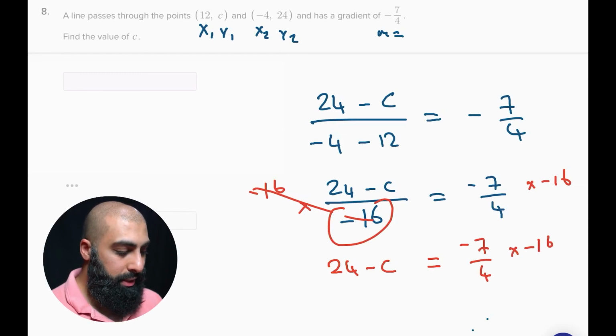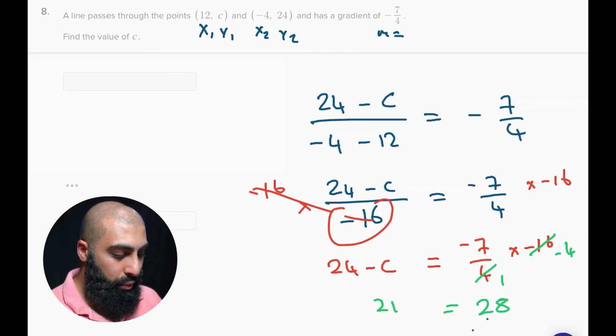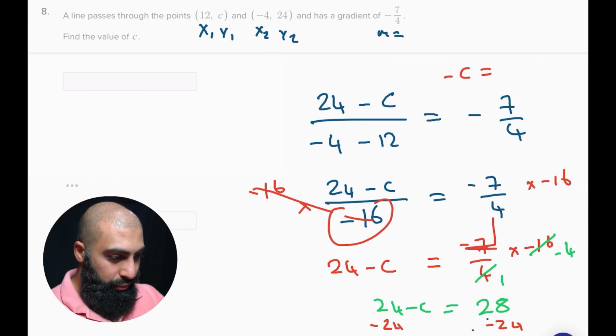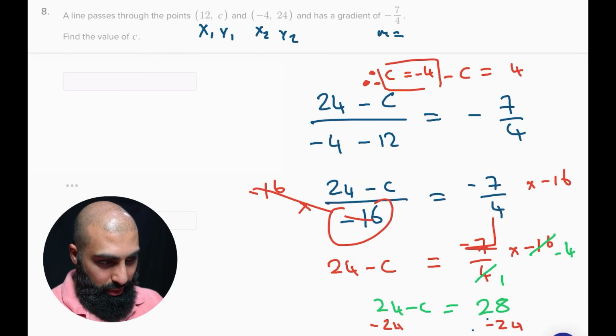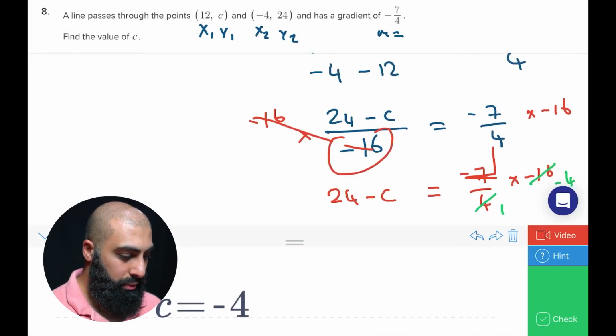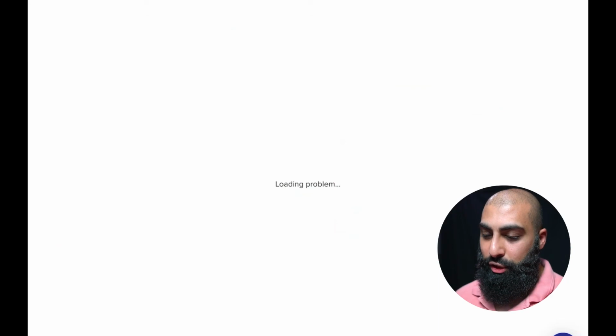Now we can simplify this. How many 4s go into 4? 1. How many 4s go into 16? 4. So we end up getting -7 times -4 is 28, and we get 24 minus c is equal to 28. So if we subtract the 24 from both sides, 28 minus 24 is 4. So minus c is equal to 4. Therefore, c is equal to -4. Let's substitute that into our answer. Good, excellent. So let's continue on to question 9.